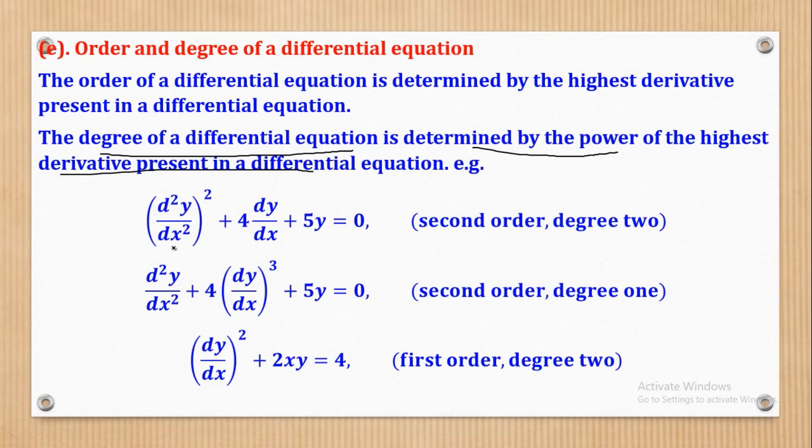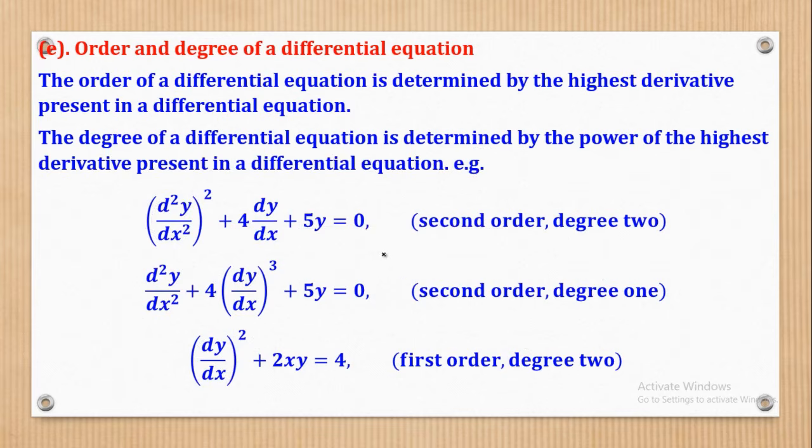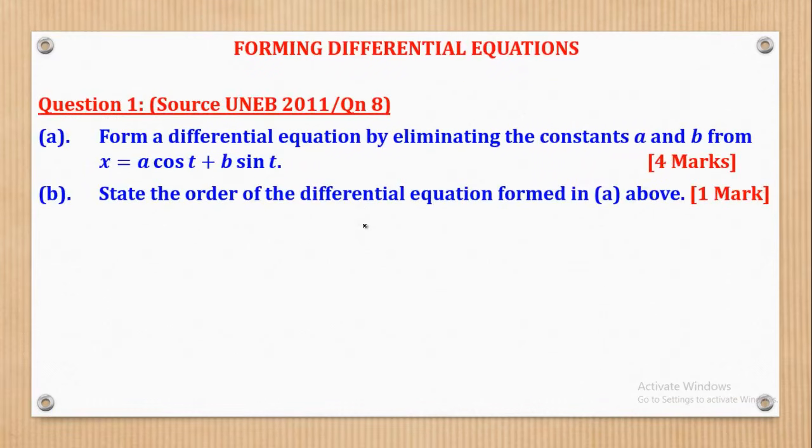So if, for example, in this case the highest derivative is the second derivative and the power on it is 2, meaning that the degree will be 2. Here the highest is the second derivative and the power is 1, meaning that the degree will be 1. Here the highest is the first derivative and the power on it is 2, meaning that the degree will be 2. So those are the terms we need to know under differential equations.